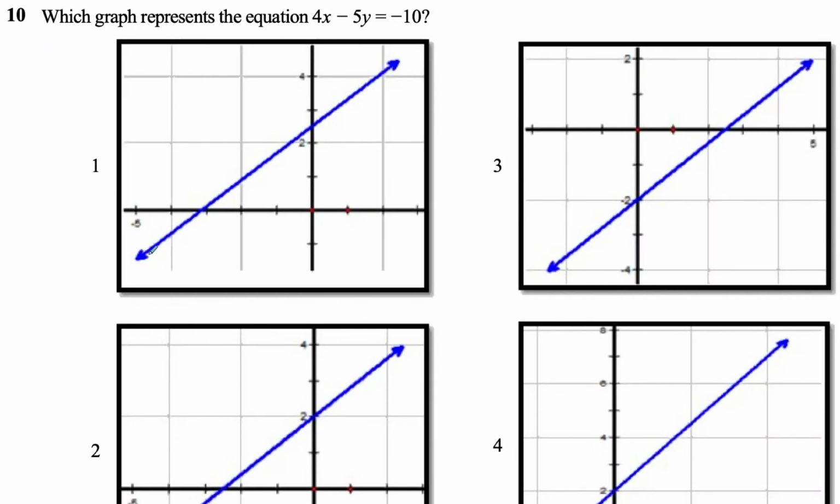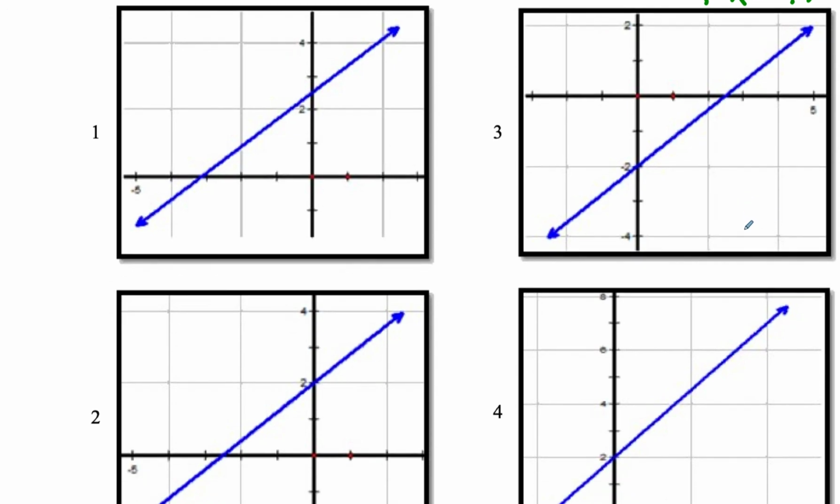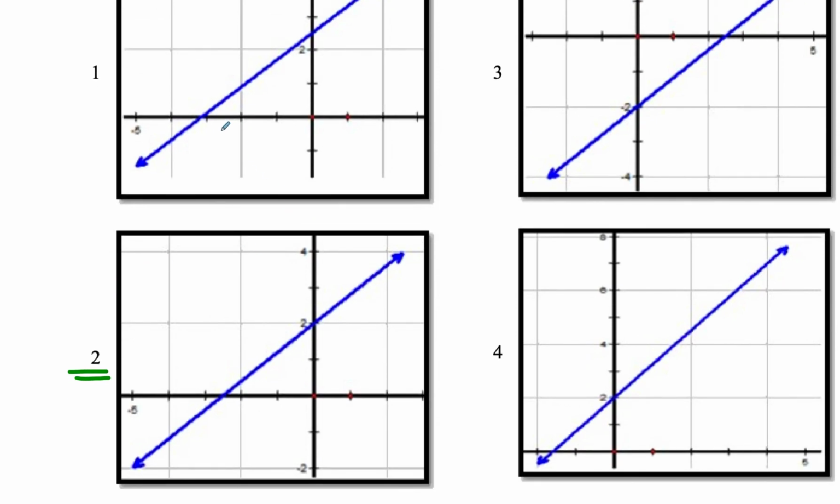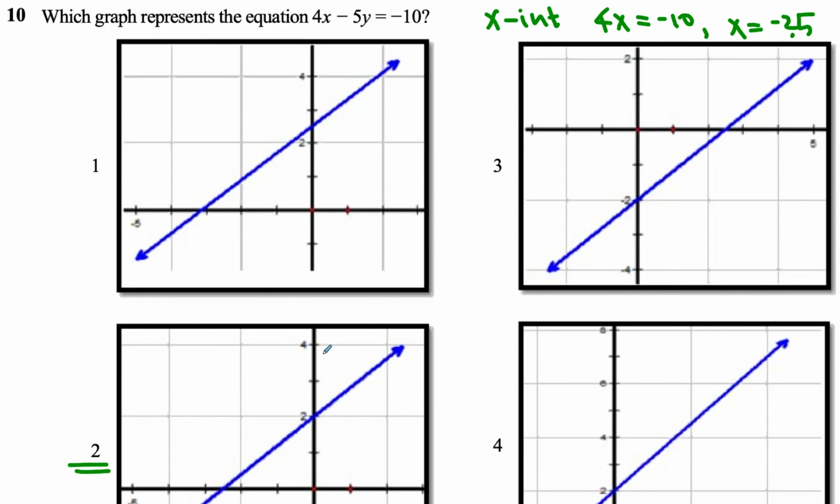Alrighty, let's look at number 10. In this case, what we have to realize is we need to figure out the value of the x-intercept and y-intercept, and I think we can get the answer rather quickly. What is the x-intercept? That's when y is equal to 0, so we get 4x equals negative 10. When you divide by 4, x equals negative 2.5. I'm looking for the x value to be negative 2.5. It seems like choice 2 will be the answer, but we'll see.